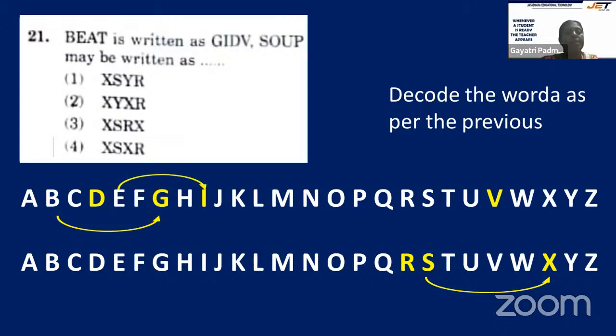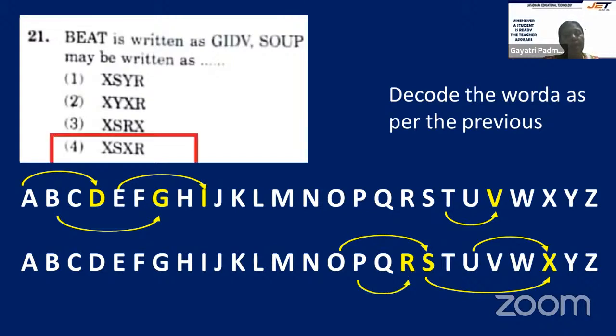Okay. Next, E is written as I. Next, O should be written as S. Next, you have A, which is written as D. So you have U written as X. And the last one you have T, which is written as V. Therefore, P should be written as R. Therefore, your option 4, X, S, X, R is the correct answer. All right, with this, let's move on to the next question.